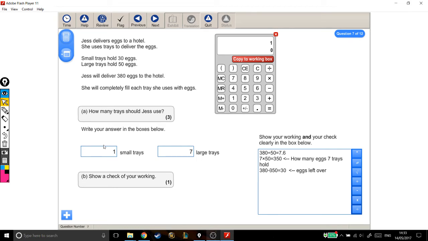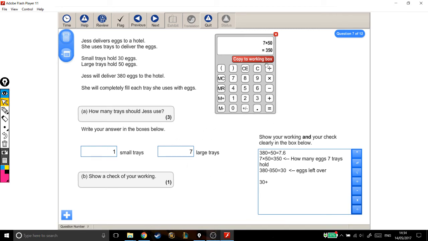Now, like I said, I'll show you how to check your answer in case yours is different to mine, and I'm going to check my answer the same way. So one small tray, that's one lot of 30. So that one small tray holds 30 eggs. And then I've also got 7 lots of 50. I've got 7 large trays, and each large tray holds 50. So 7 times 50 is how many eggs my large trays hold altogether.